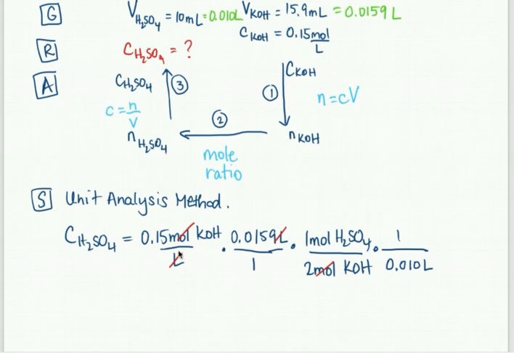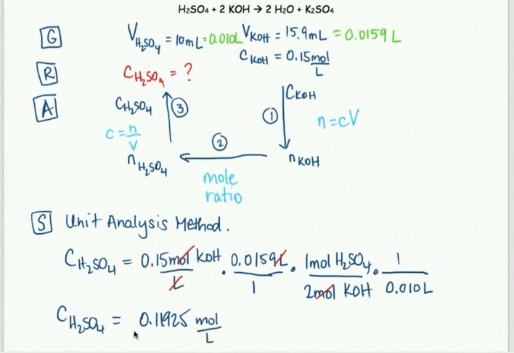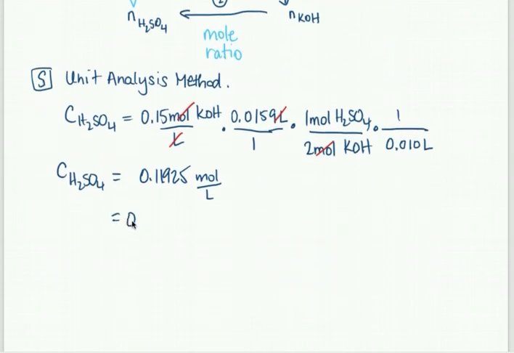Okay, so multiply the 0.15 and the 0.0159, and then divide by 2 and this value here. Okay, and then we get to a concentration with a lot less writing of 0.11925 mole per liter.